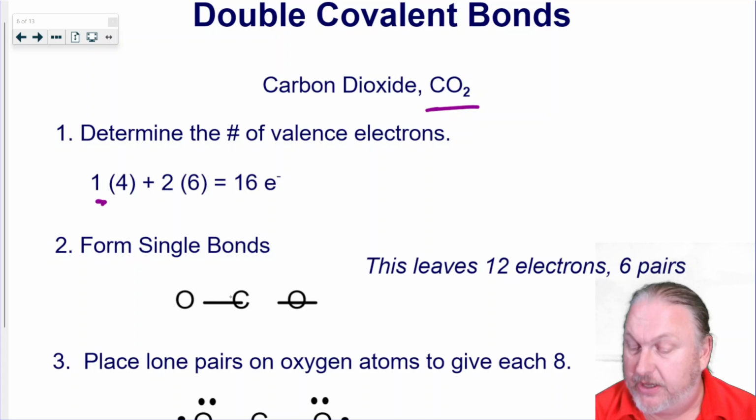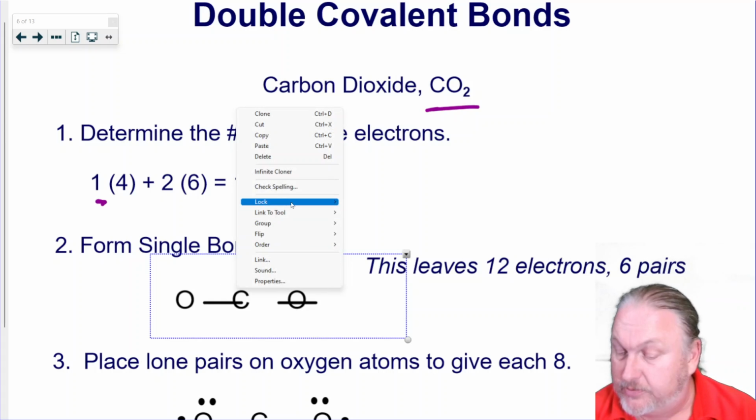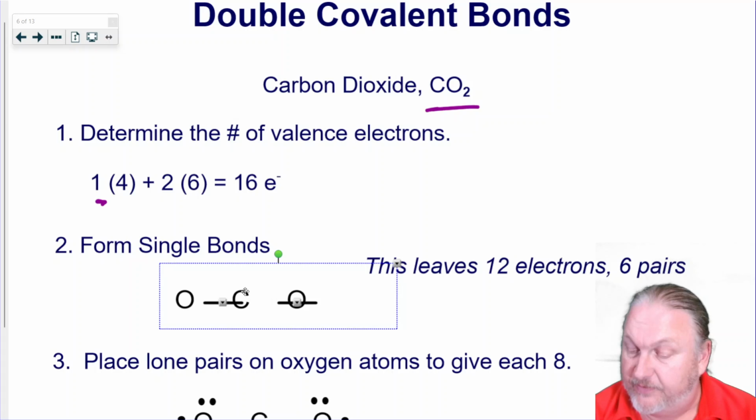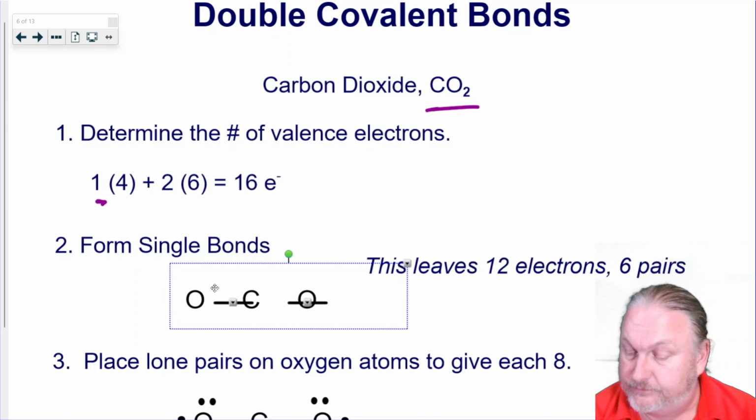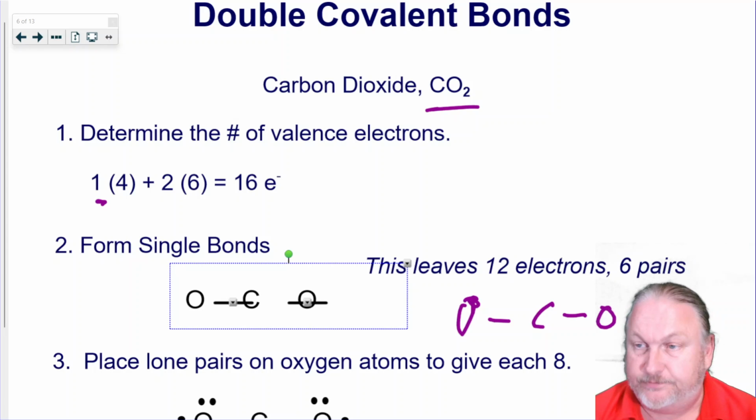So we're going to form our single bonds. Let's see if I can just move this. I can't, so let's ungroup it, because we're going to fix it up. All right, it's not letting me, but that's okay. So I'm going to draw it like so: oxygen, carbon, that's my central bond, and oxygen.